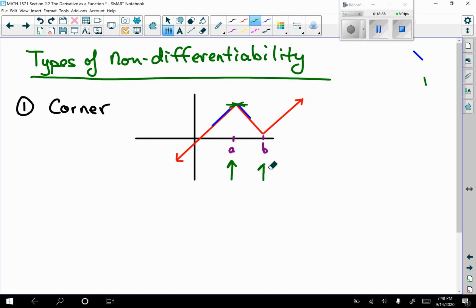So at x equals a and x equals b, we say not differentiable at x equals a. Also, another example of a corner, not differentiable at x equals b. We need a gradual change in slope, not an instant where it just changes direction instantly here. So we need it to gradually change, and it does that with a nice curve, but not at a corner.